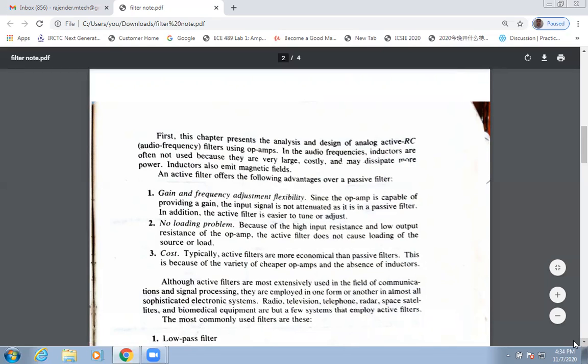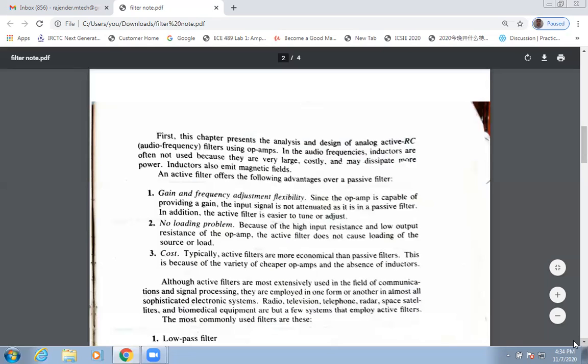Second point is no loading problem. Because of the high input impedance and low output resistance provided by the op-amp, an active filter does not cause loading of the source or the load. Or we can say we can connect the first stage to the next stage without the effect of loading because the operational amplifier offers high input resistance and low output resistance. Third is cost.